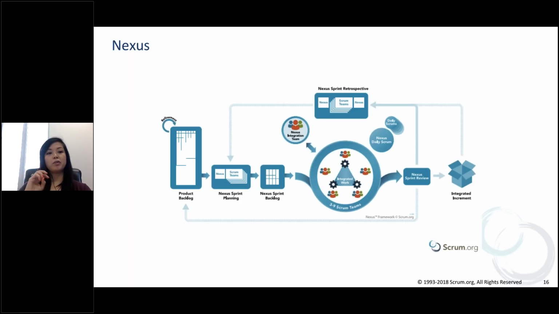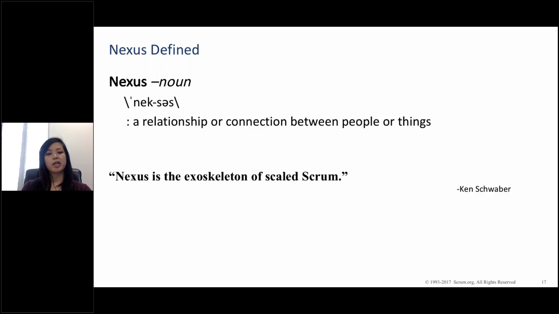So another thing that's interesting is, Nexus integration team can be confusing, and even the word Nexus can be confusing. But the reason that we chose that isn't because it's great for marketing. I think Google has a Nexus phone, and Nexus is out there belonging to so many other things. But the reason that we chose the word Nexus is because of the definition that it's a relationship or connection between people or things. And Ken actually will refer to it and say, hey, Nexus is the exoskeleton of scaled Scrum. And we used to have that as a definition in the Nexus guide, and everybody was confused by it. You know, even some of us saying, what does that mean?